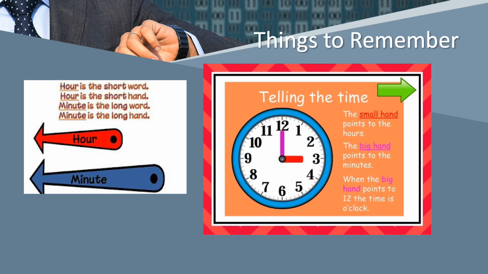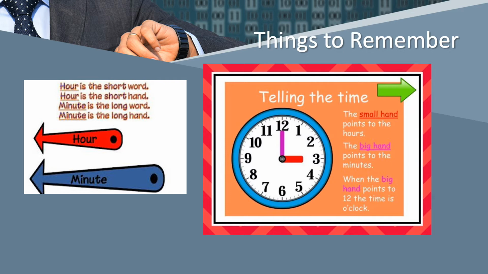Now the first thing that you will do when you see the clock is look at the small hand, the short hand, which is the hour hand. The small hand points to the hour, the big hand points to the minutes. When the big hand points to 12, the time is o'clock.